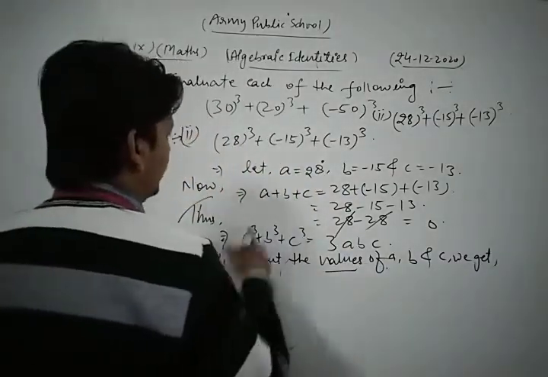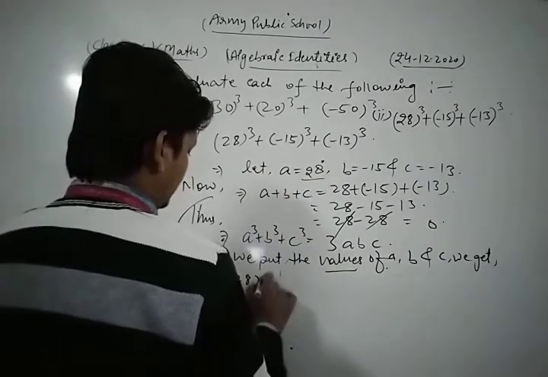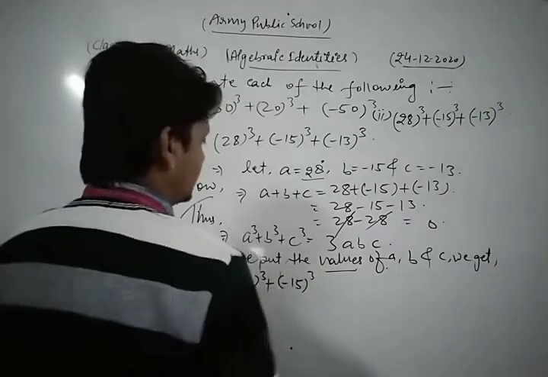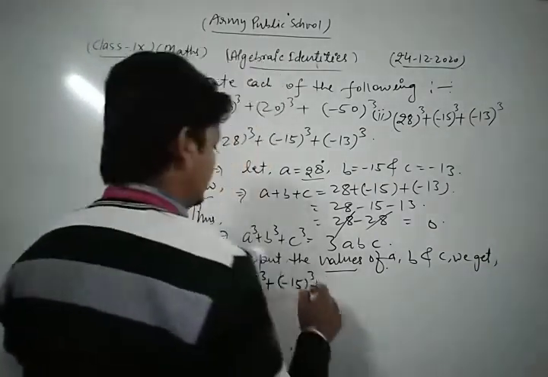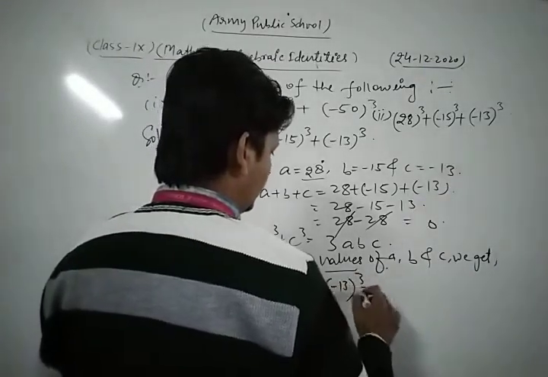We get what? The value of a is 28. The value of b is minus 15. Plus the value of c is minus 13. Whole cube is equal to 3abc.